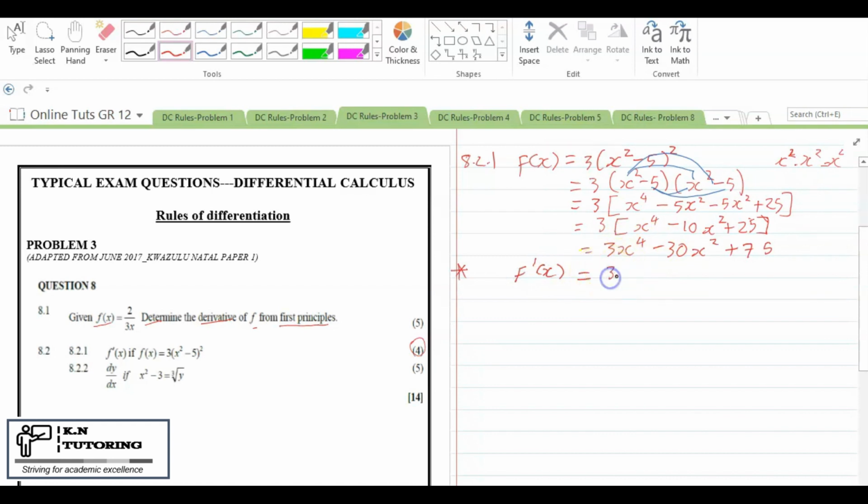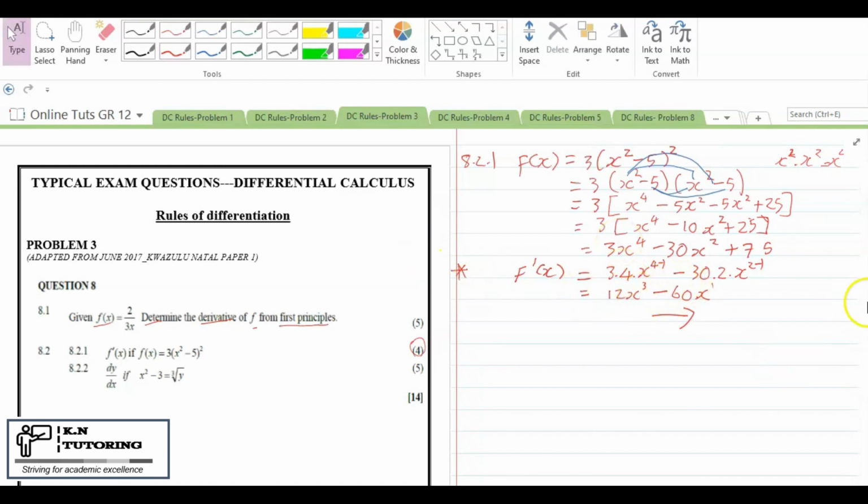It's going to be 3 times 4 times x to the exponent 4 minus 1, minus 30 times 2 times x squared. This is a constant, so the derivative of a constant is 0, so it's plus 0. Now I simplify. 3 times 4 is 12x to the exponent 3, minus 30 times 2 is 60 times x. 2 minus 1 is 1, so it's x to the 1 there, and that will be your final answer.